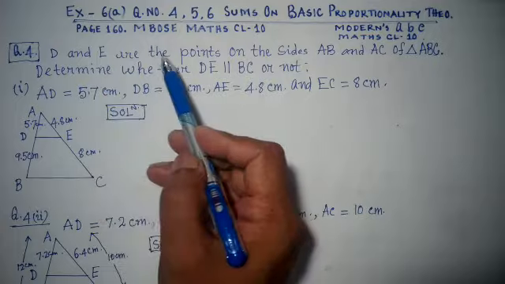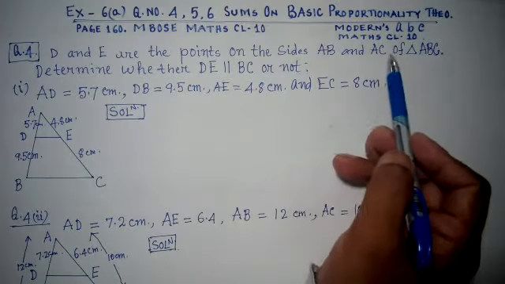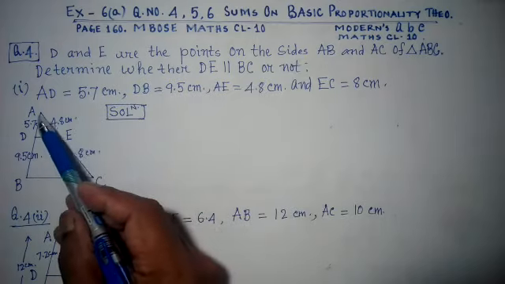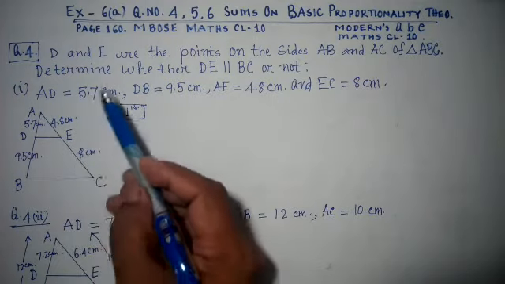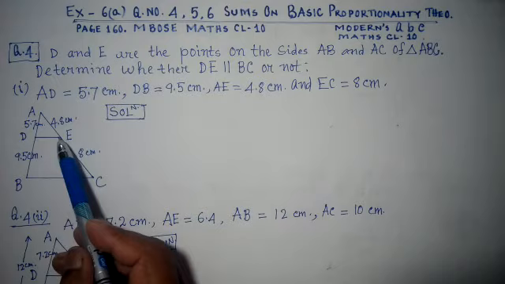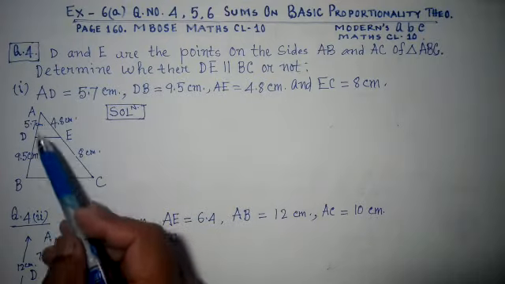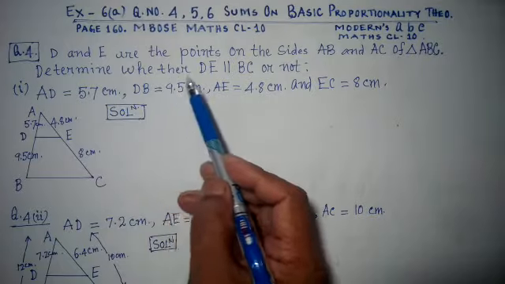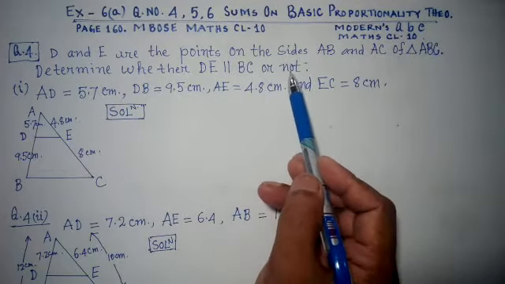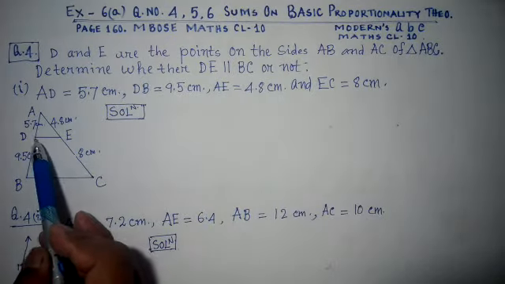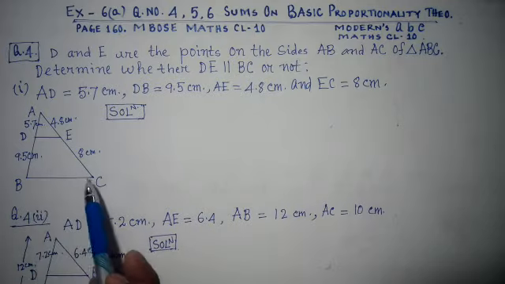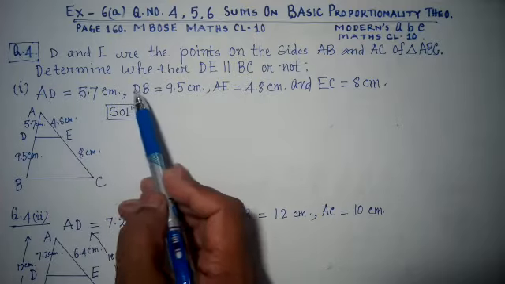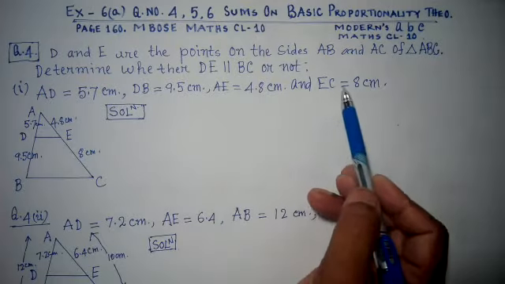D and E are the points on the sides AB and AC of a triangle ABC. So let us draw the picture ABC. This D and E are the points on the side AB and AC of the triangle ABC. Determine whether DE parallel to BC or not. We have to find whether DE is parallel to BC or not. The values of AD, DB and AE and EC are given.